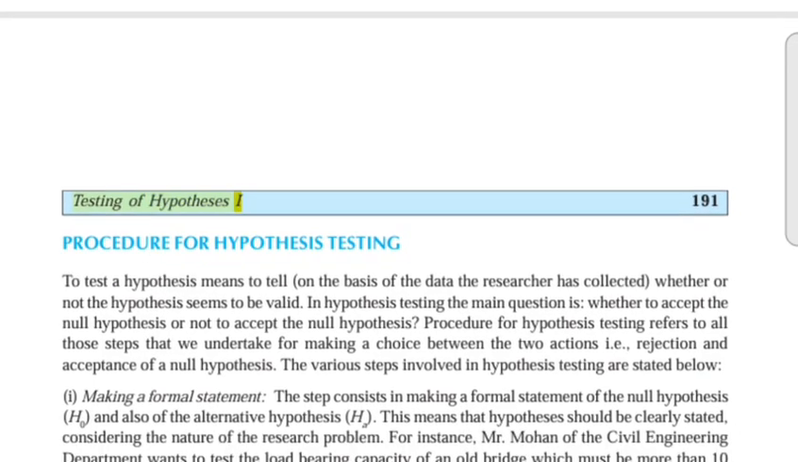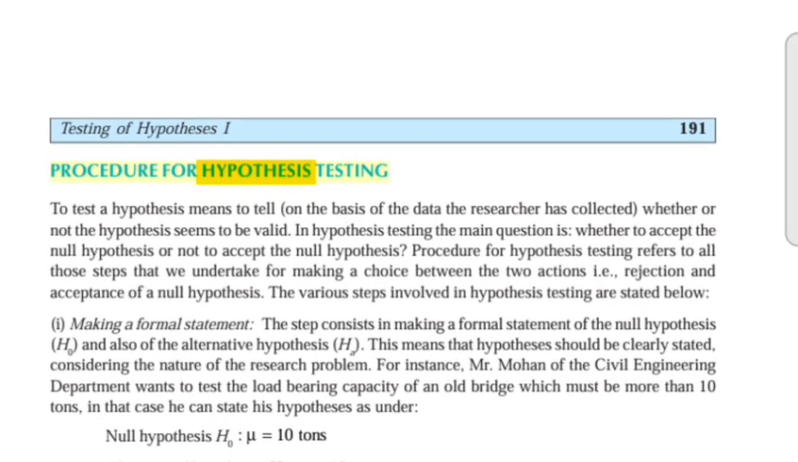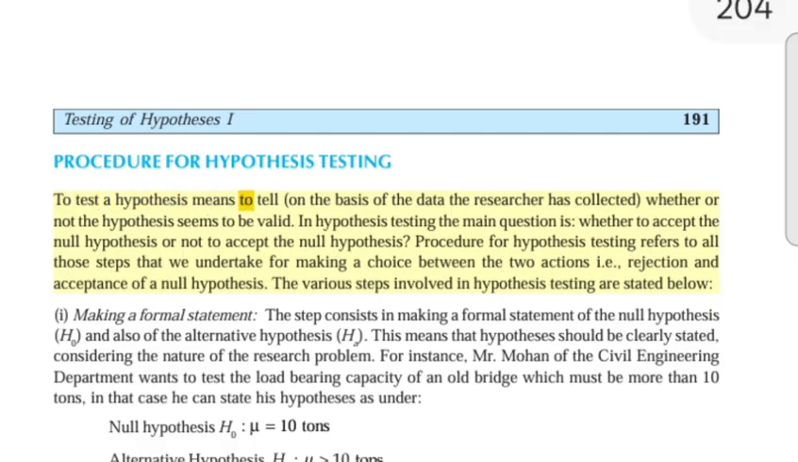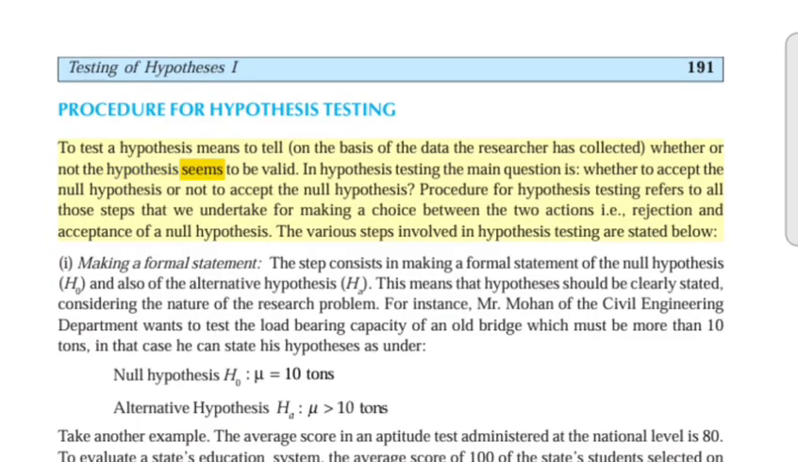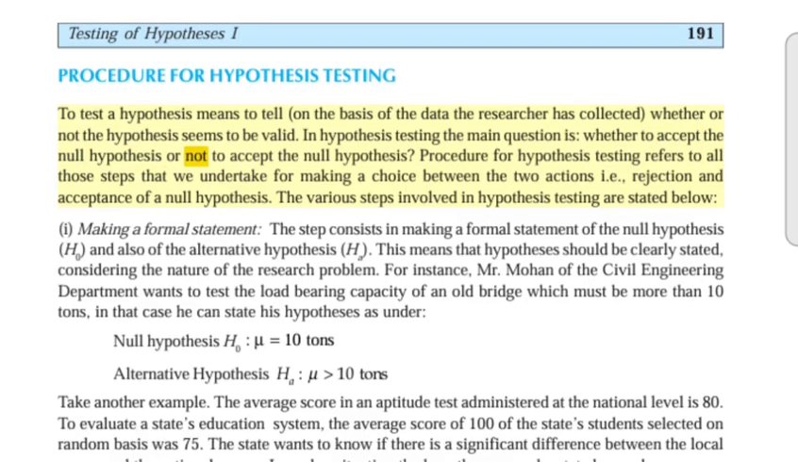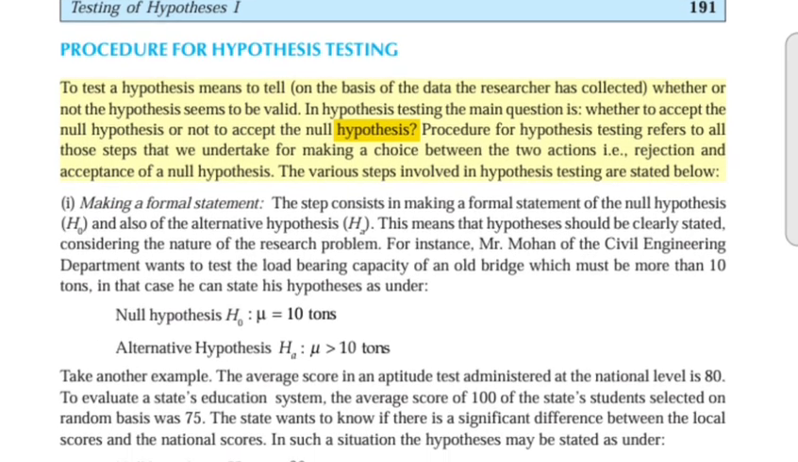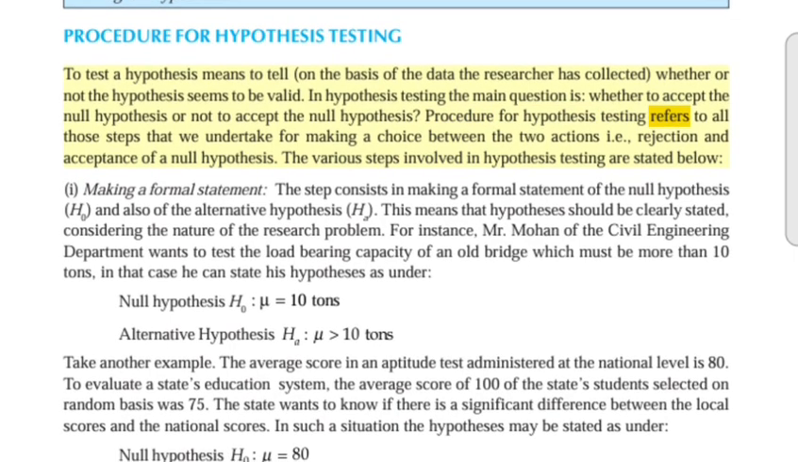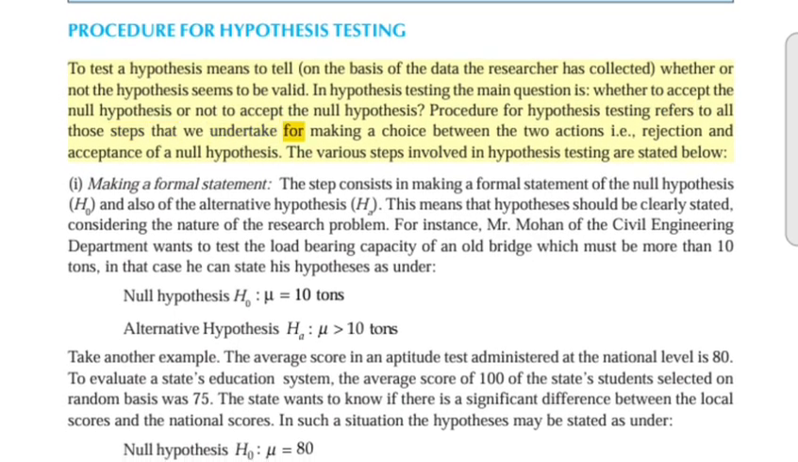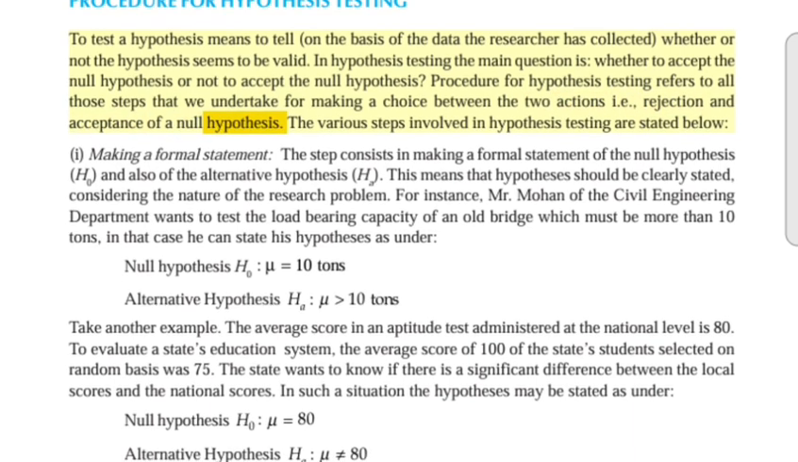Testing of hypotheses. Procedure for hypothesis testing. To test a hypothesis means to tell, on the basis of the data the researcher has collected, whether or not the hypothesis seems to be valid. In hypothesis testing, the main question is whether to accept the null hypothesis or not. Procedure for hypothesis testing refers to all those steps that we undertake for making a choice between the two actions, i.e., rejection and acceptance of a null hypothesis.